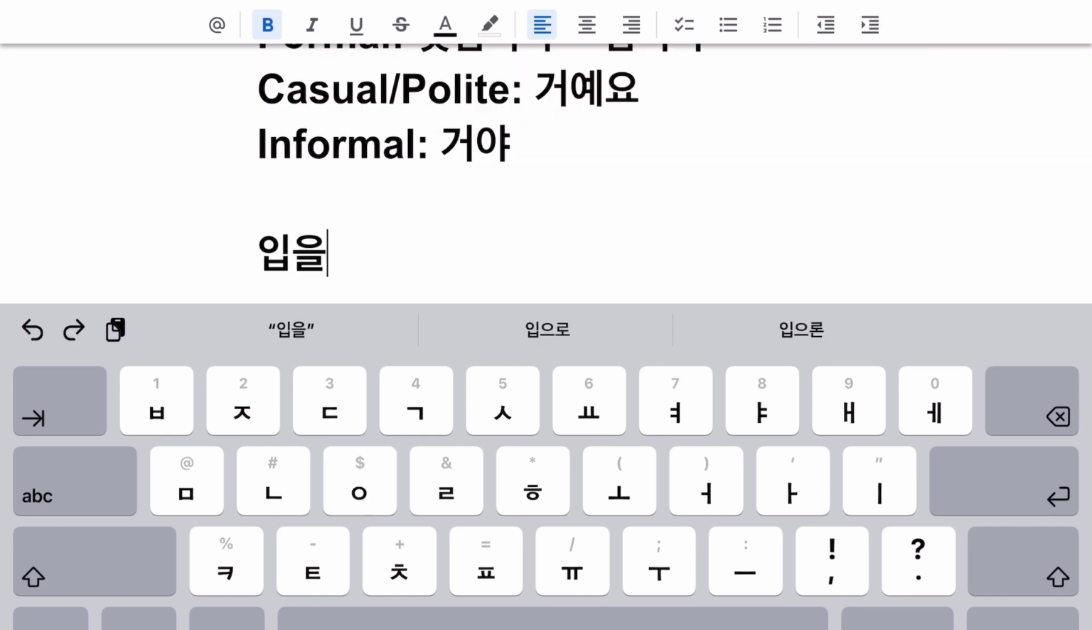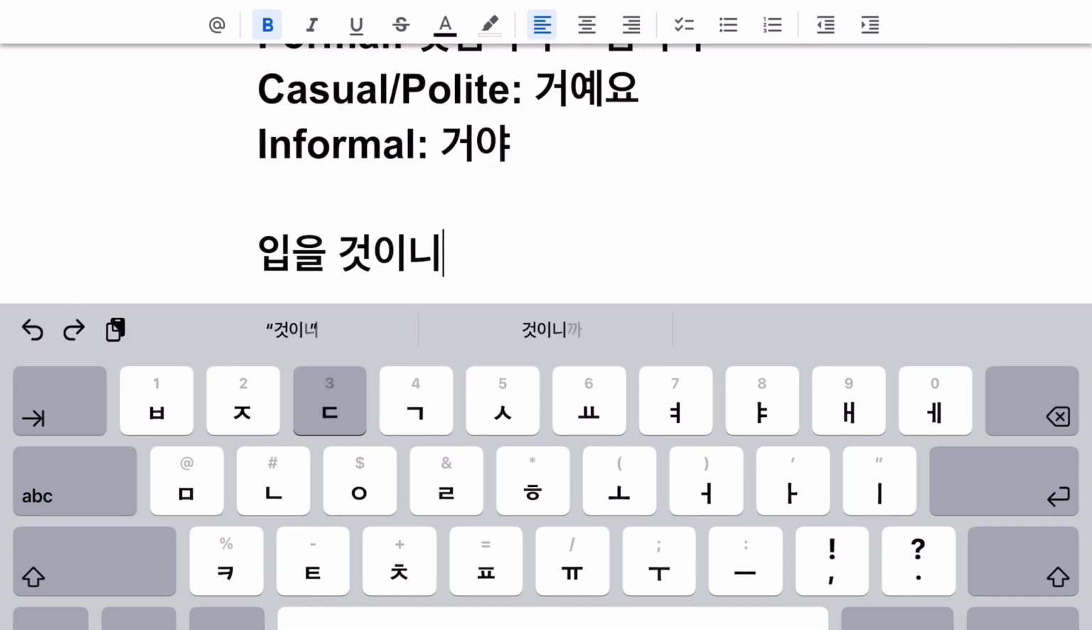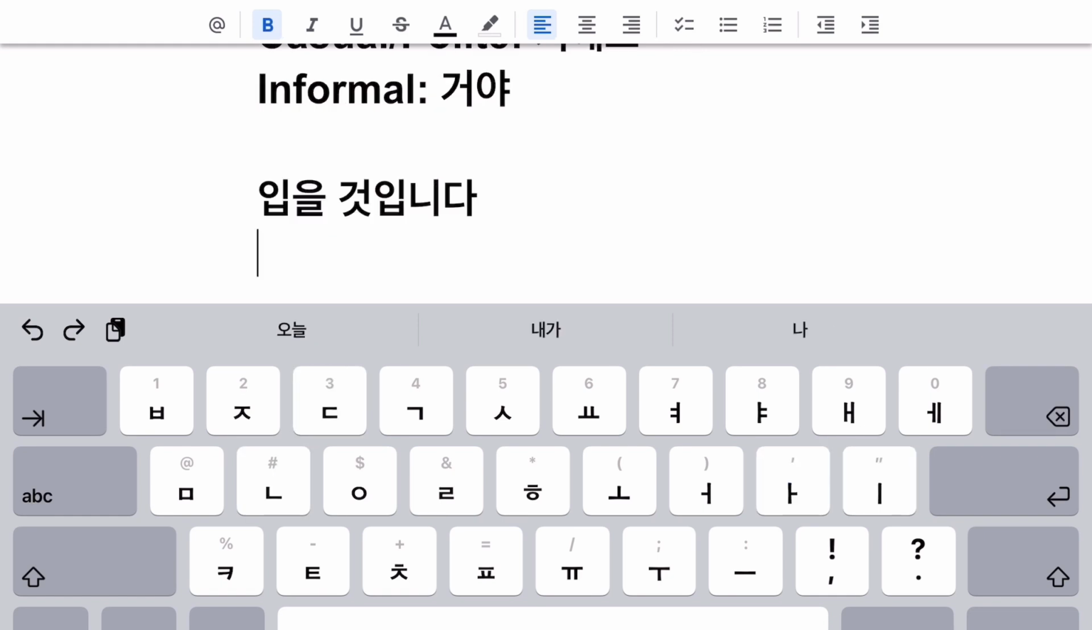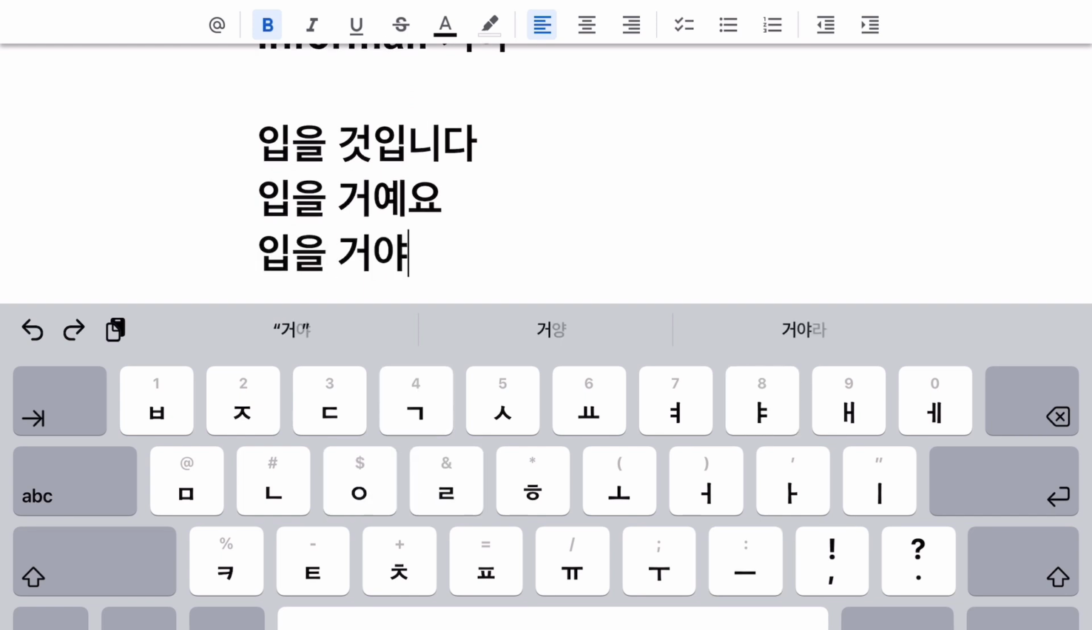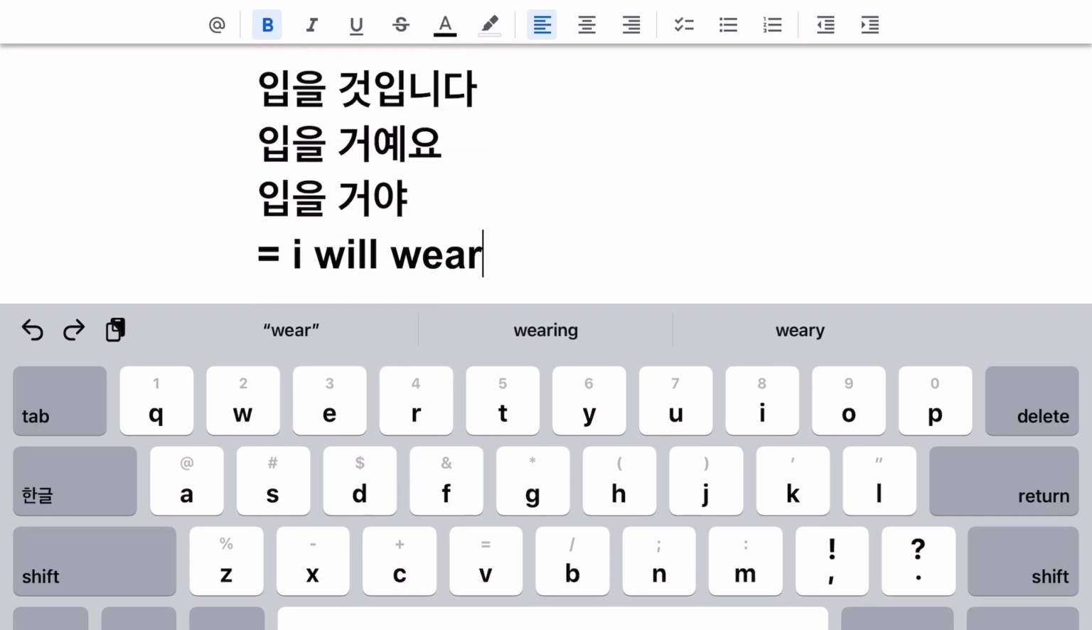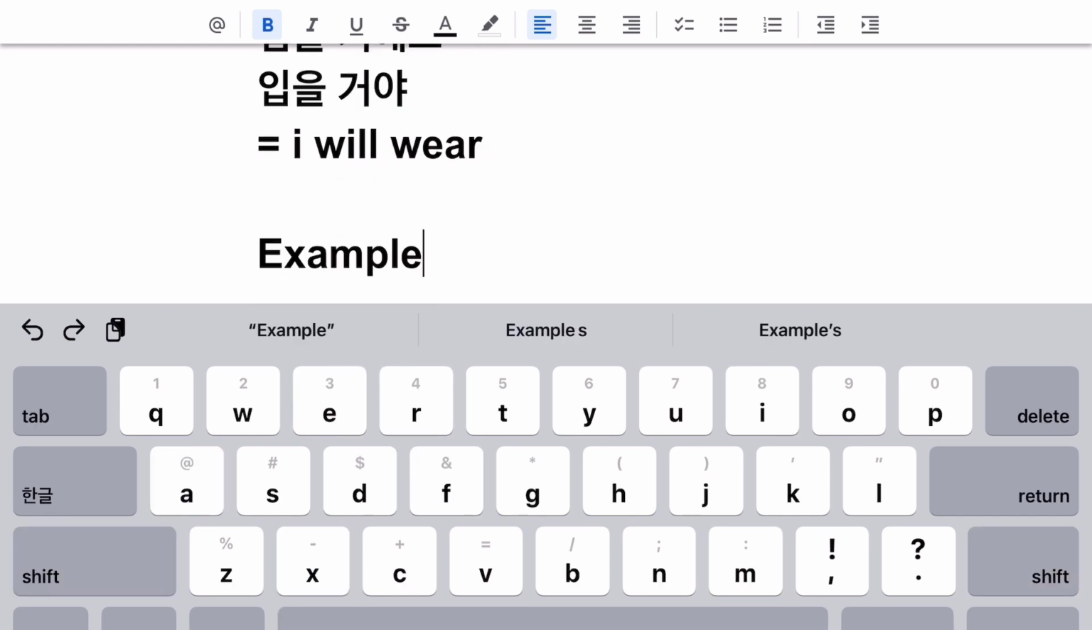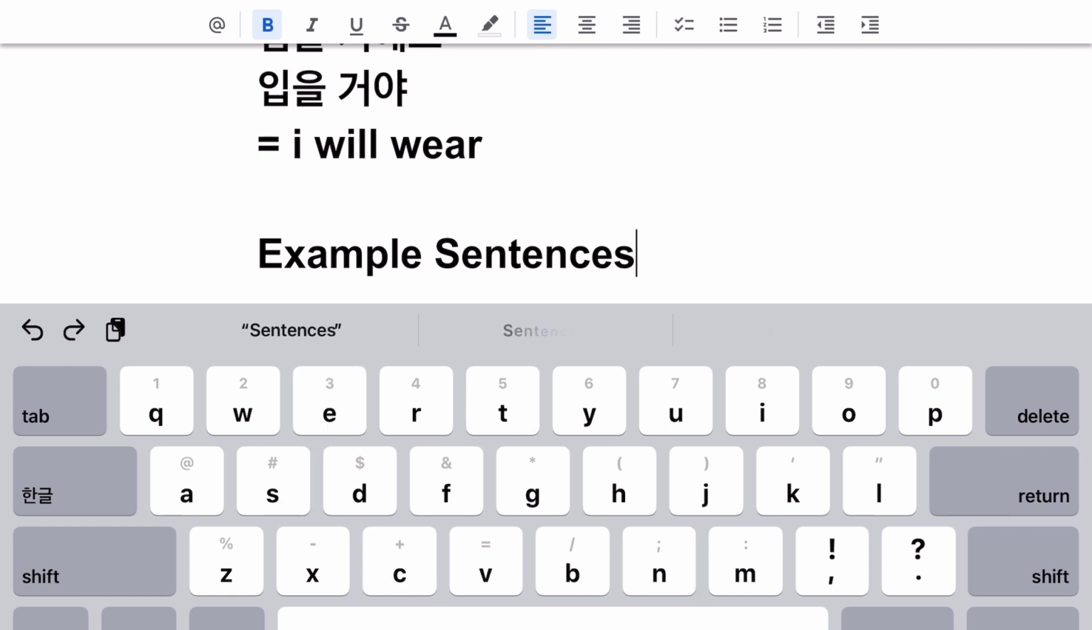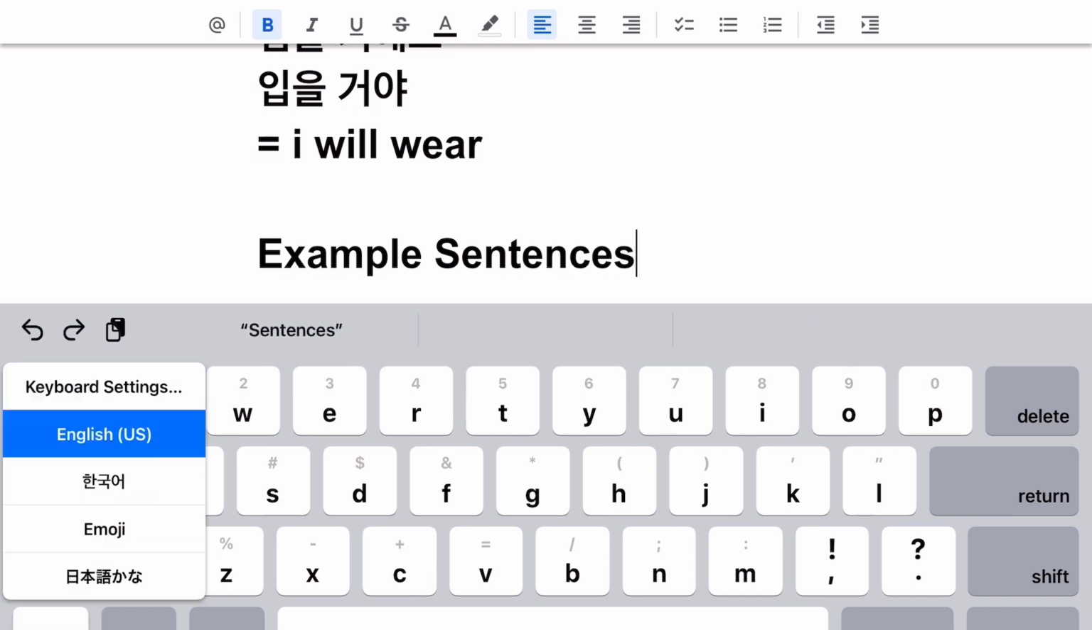Okay, and I will show you my example written in each formality. So 입을 것입니다, I will wear. 입을 거예요, I will wear. 입을 거야, I will wear. Alright, okay, that's all we need to know. So I think I'm going to make some example sentences here for you guys to take a look at.